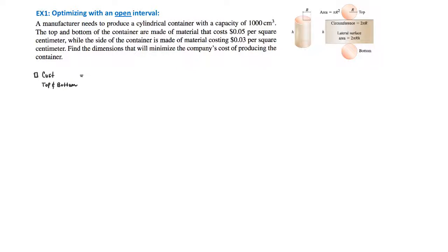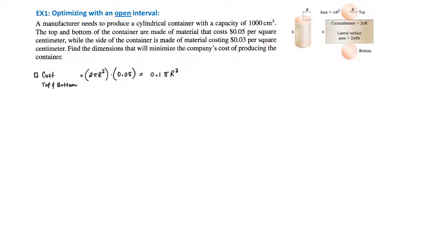So the cost here is going to be, let's see, the top is made up of a circle, the bottom is made up of an identical circle. So that means that we have two circles. And the area of a circle is pi r squared. So then we're going to have 2 pi r squared. And then we will apply the cost to that, which we said for the top and the bottom will be 5 cents, so times 0.05. And once we multiply 2 and 0.05, we are going to get 0.1 pi r squared.